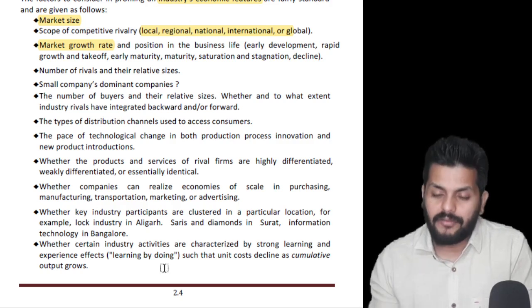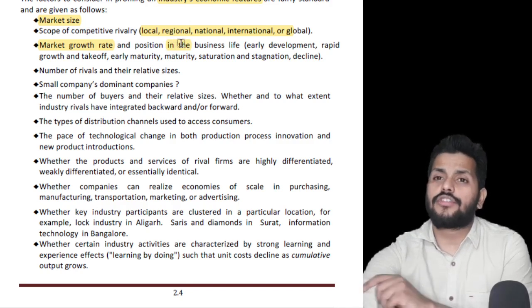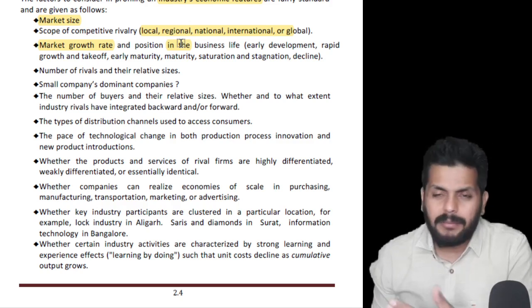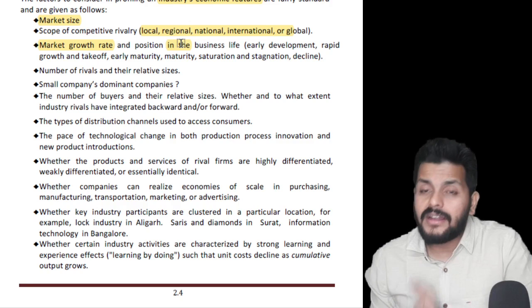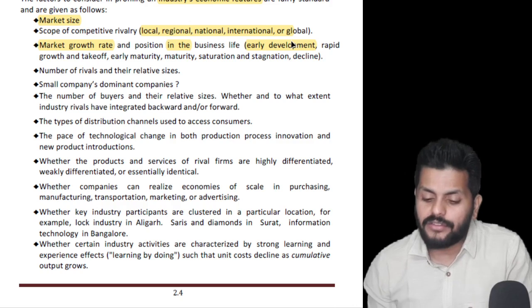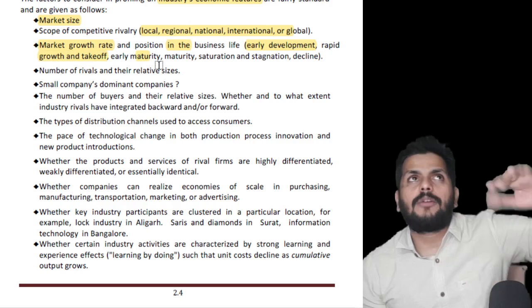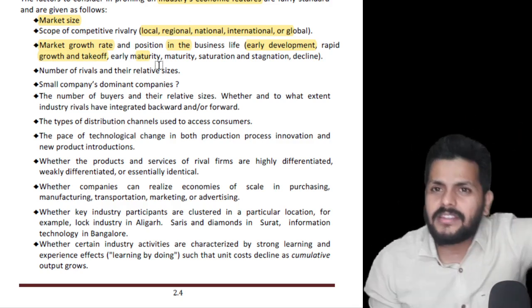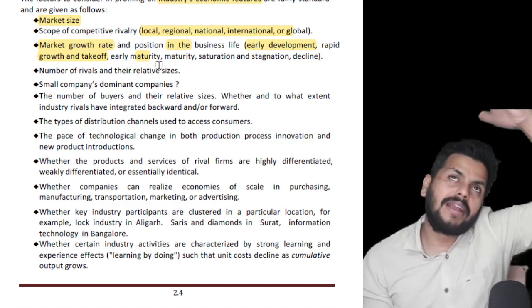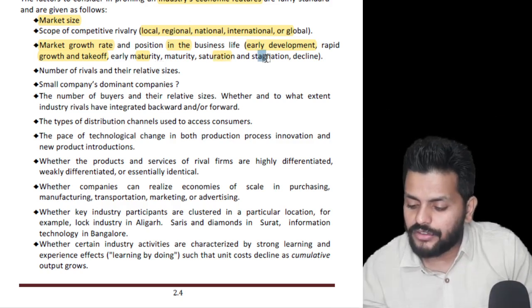And what is the position? Where are you now? Position in the business. Don't worry, I will discuss the positions in a concept called the product life cycle in detail in this chapter, maybe in a couple of classes' time. But right now, in which stage are you? Are you in a business in the early development stage? A growth and takeoff stage? An early maturity? Maturity means your business is getting saturated, that means you're reaching the peak, and from there it starts falling. That is saturation, stagnation, and then decline.